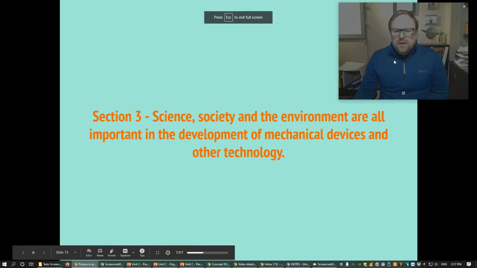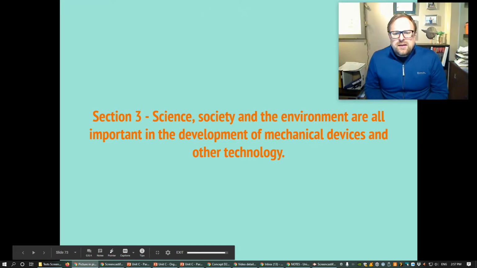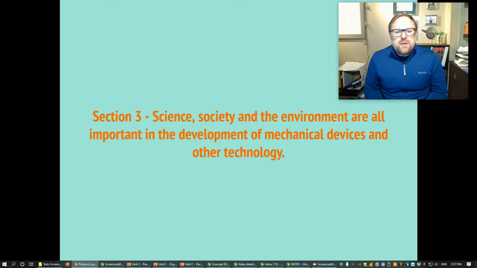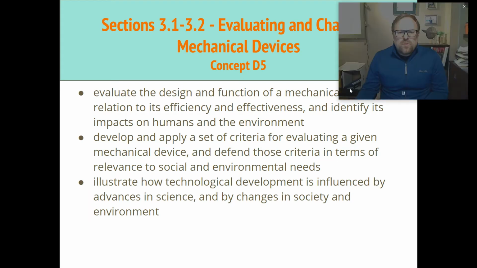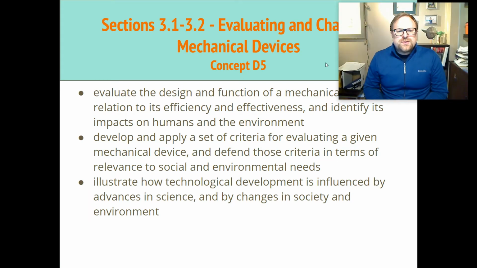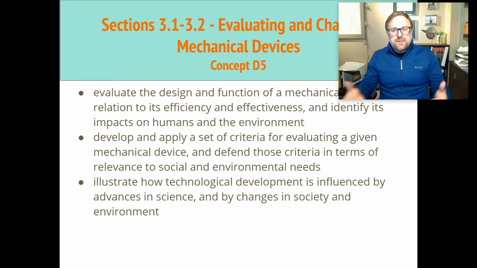So this is section 3 of this unit, and it says science, society, and the environment are all important in the development of mechanical devices and other technology. And what we're going to do for the first bit here, this is sections 3.1 and 3.2. I've already gone through these in detail, but we're going to really just look at what a machine is. A machine is meant to make our lives easier.